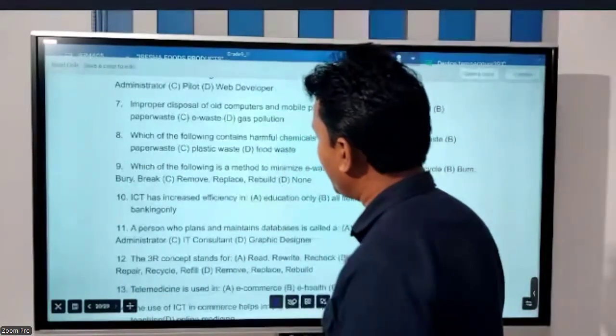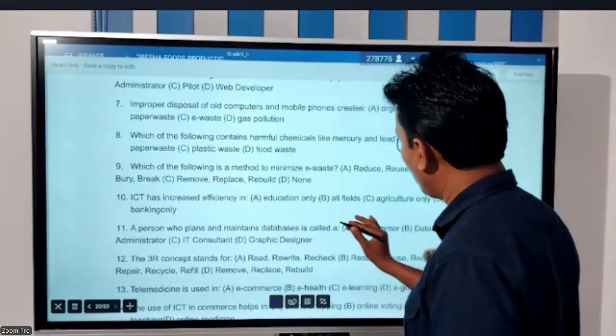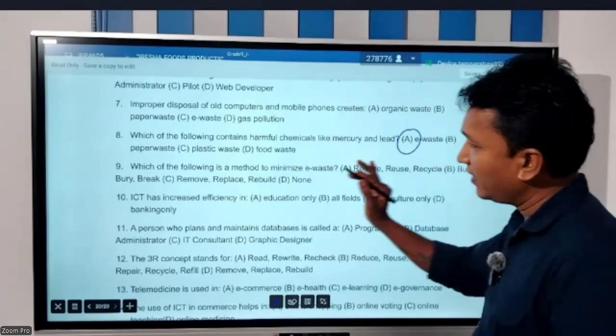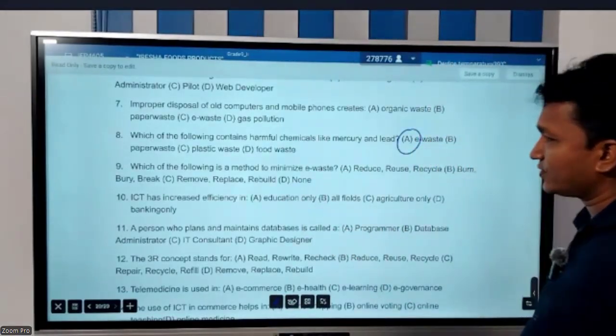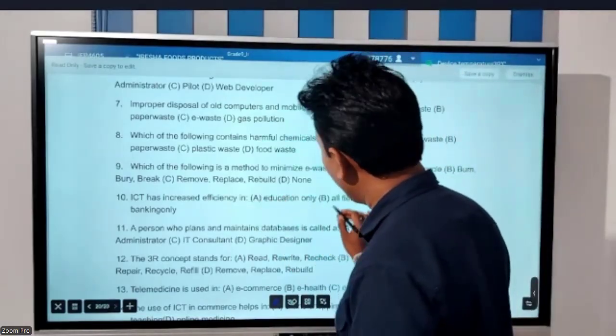ICT has increased efficiency in education, agriculture, banking, all fields. So we know that because of ICT, all these fields have some efficiency.